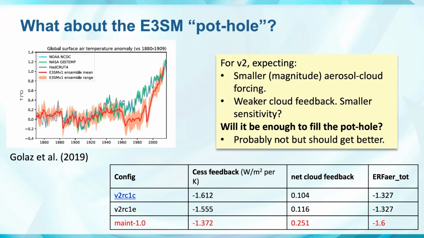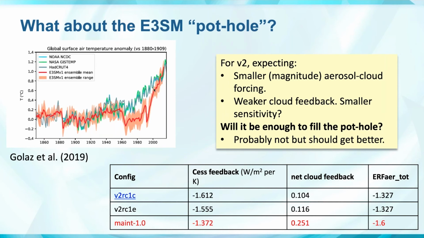So E3SM is starting to become famous for its potholes, and by that I mean the lack of warming or even the cooling from the 70s to the 90s, and then the excessive warming thereafter. We analyzed that and we attributed this to the overly strong aerosol forcing or aerosol cloud interaction, and then the warm up after that to the large climate sensitivity.